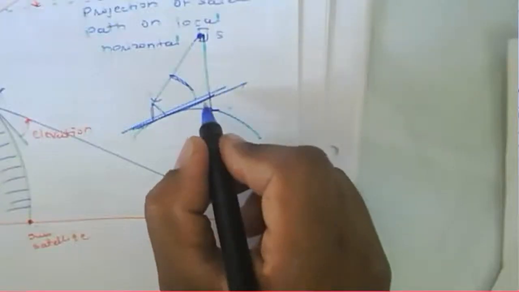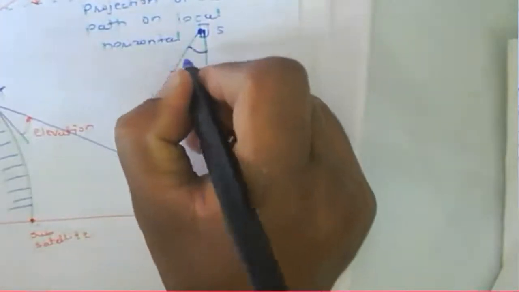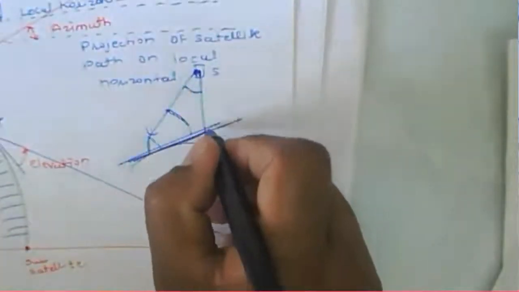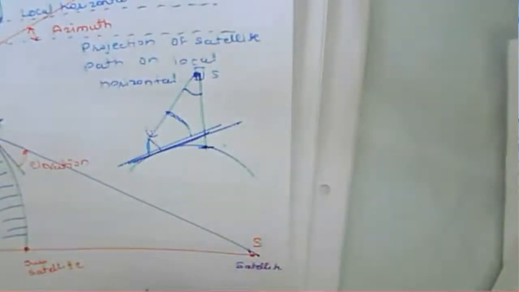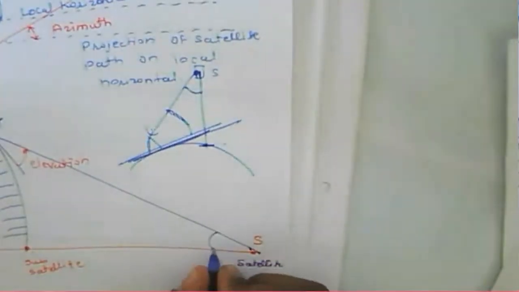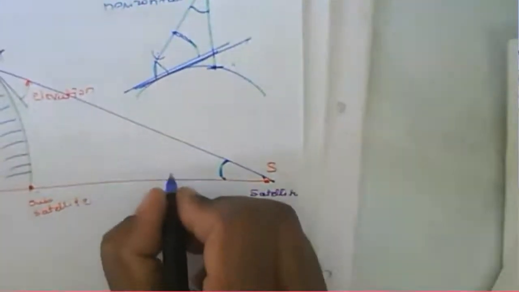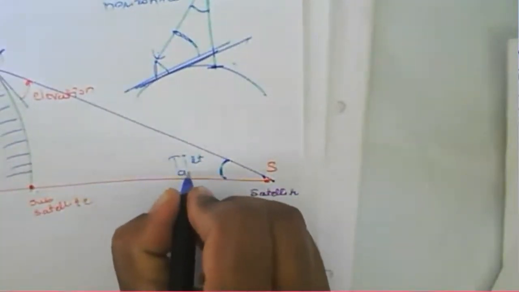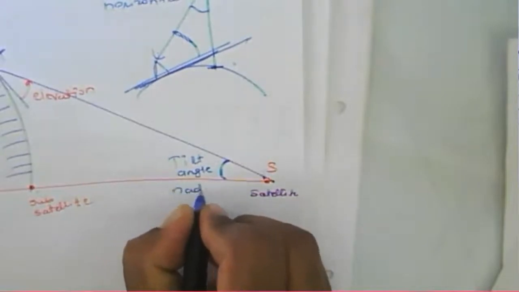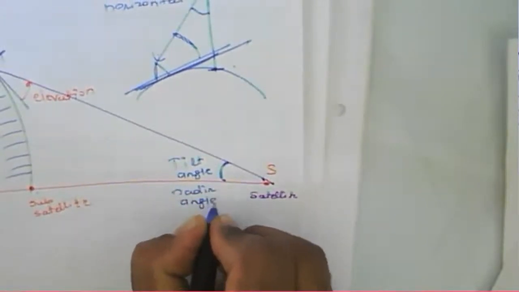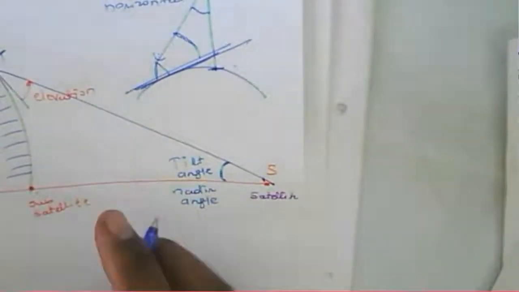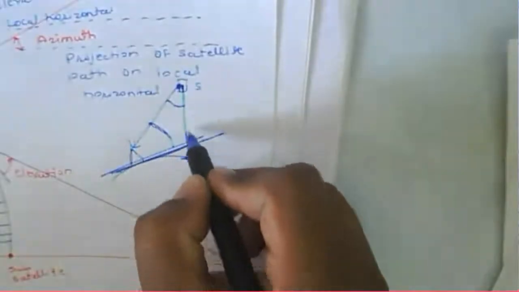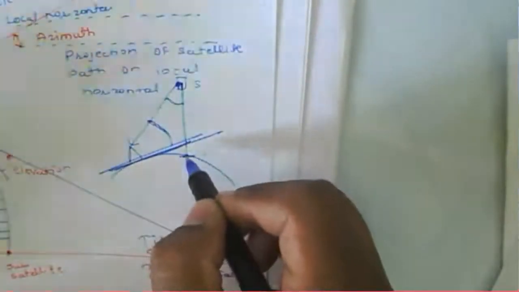And the angle that the line from the satellite to the Earth station makes with this perpendicular line is called the tilt angle, or we can say the nadir angle, and that point is called the nadir point. This is the view from the satellite, perpendicular. So in this case, this is the nadir point or nadir angle.